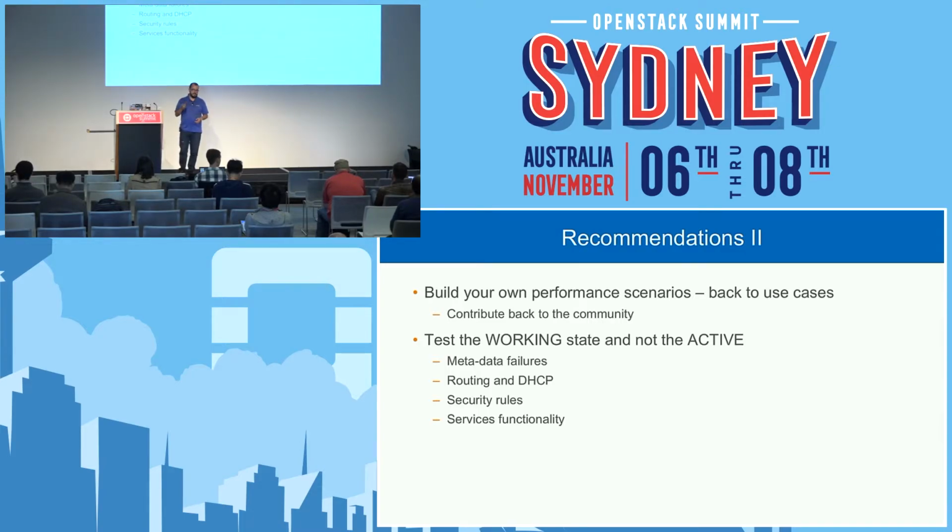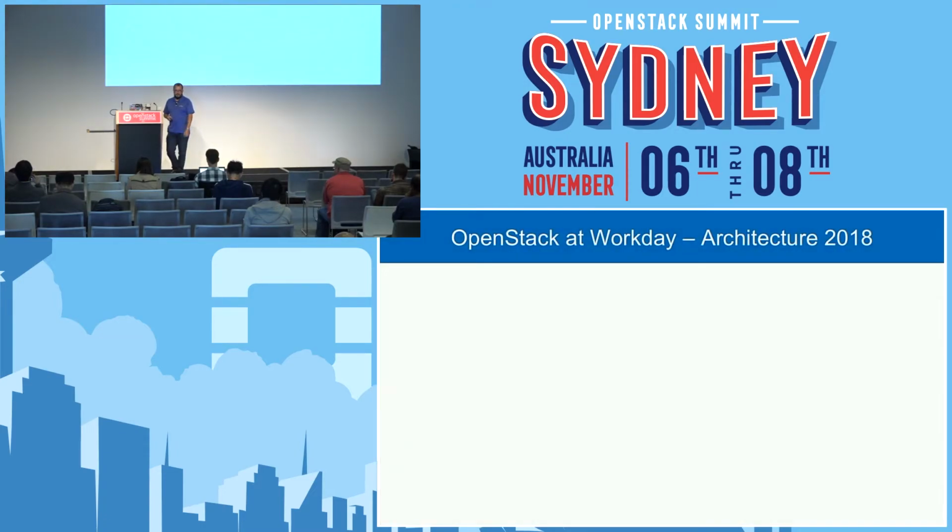The working states explained before are different for the active check, because it's going to check metadata failures, routing, DHCP, and security rules, and you can actually extend it to service functionality. For us, running a VM means a service, a web server, a Java service, something that will be running and publishing information on a specific port, so you can actually write something for that.